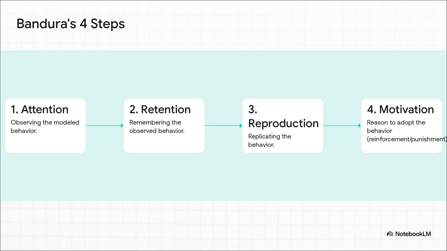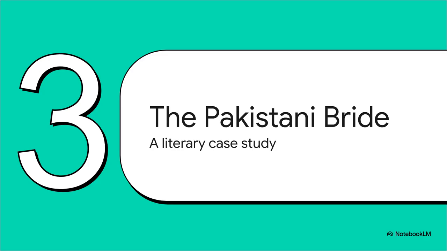First, you've got attention. You have to actually see the behavior. Next is retention. You've got to remember what you saw. Then comes reproduction. You need to be able to physically copy the action. But that last piece, motivation, that's the real kicker. There has to be a strong reason, either a reward or the avoidance of punishment, that pushes you to actually perform that behavior. Okay, so we've got the theory.